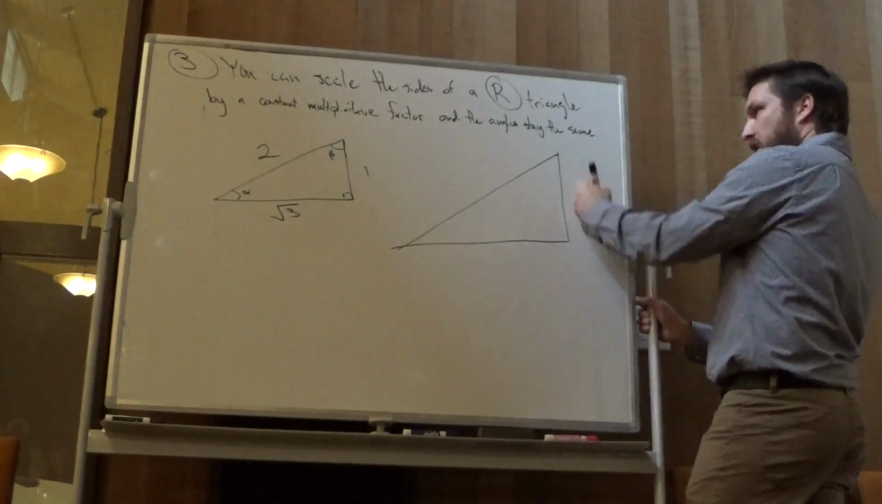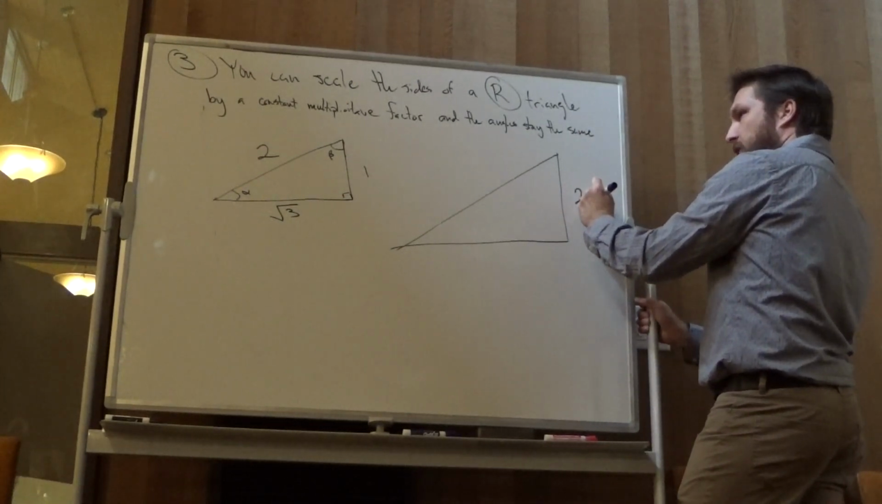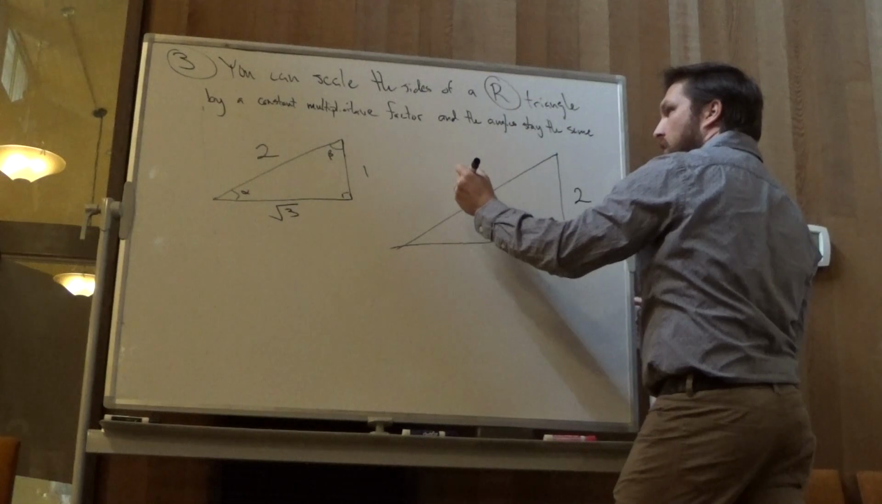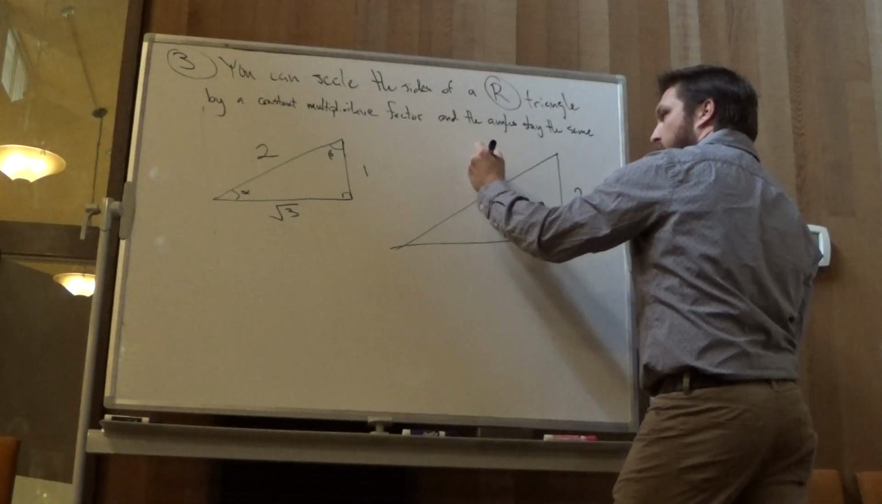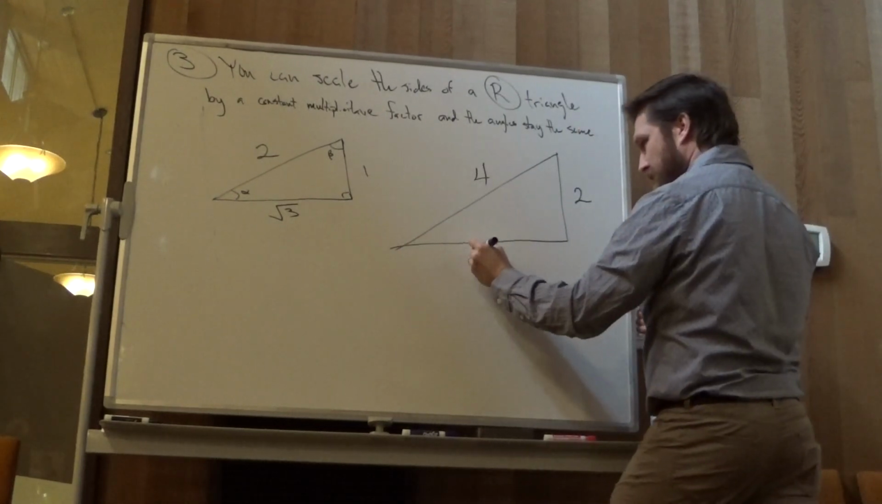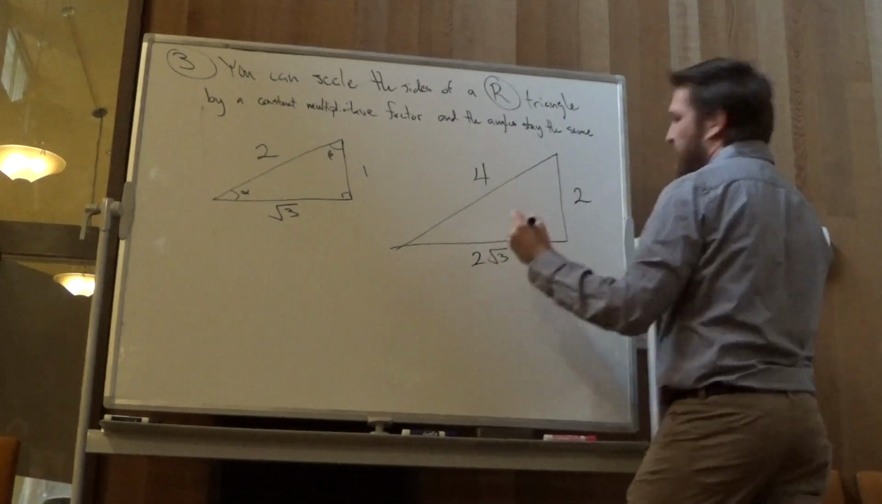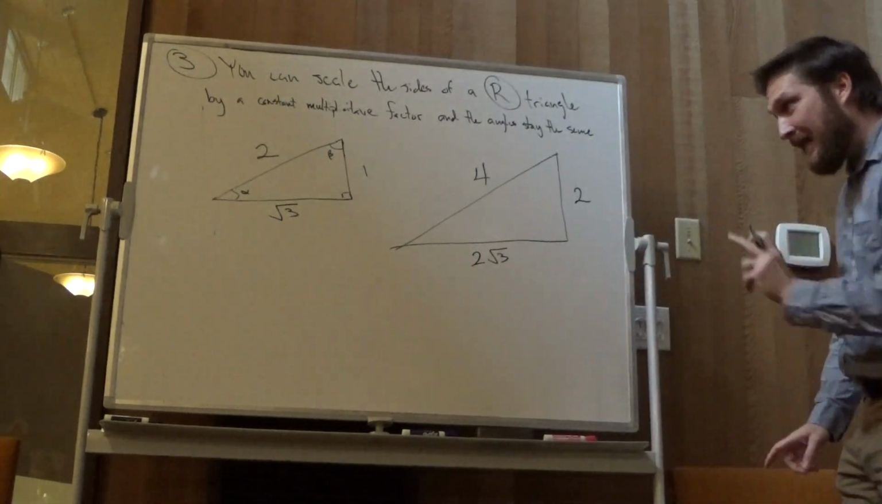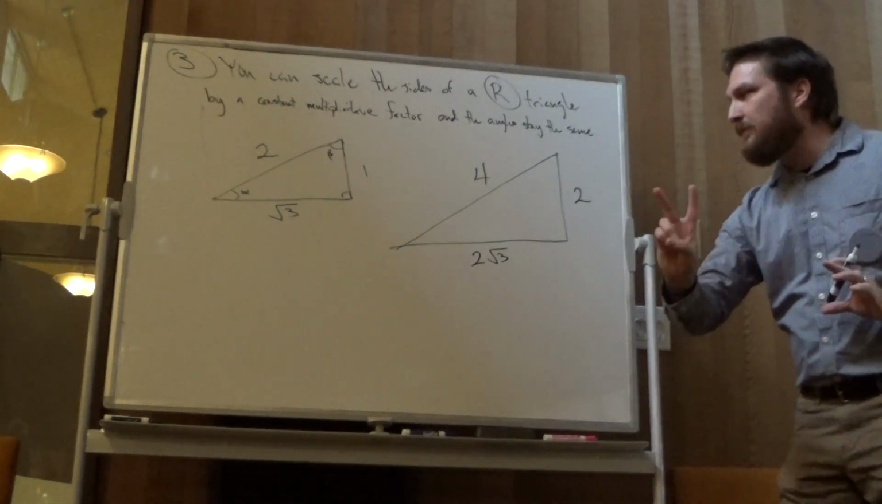And its lengths here are, instead of 1, I multiplied it by 2. Instead of 2, what does it become? 2 times 2 is 4, there you go. And what is 2 times the square root of 3? 2 root 3, right? And I have 2 claims here.